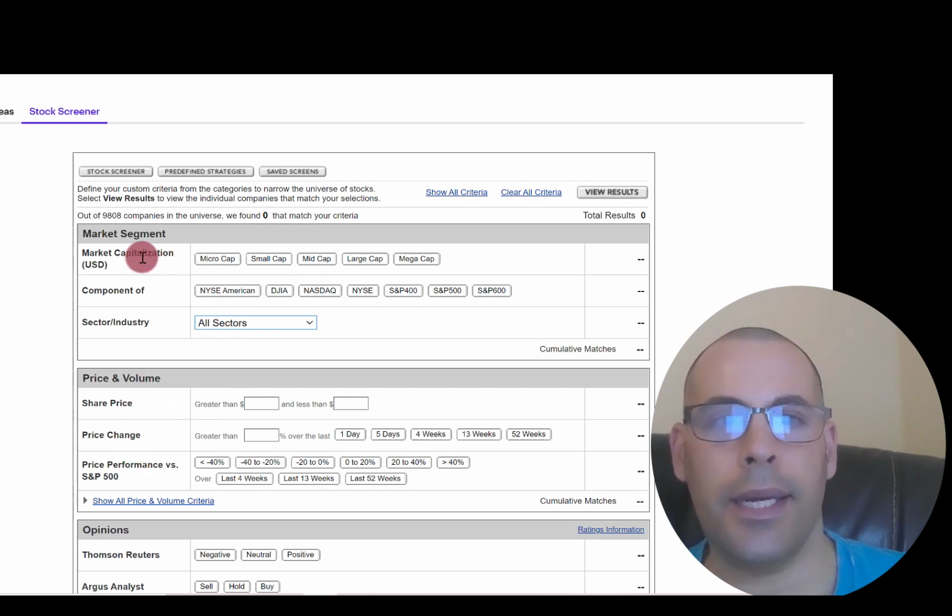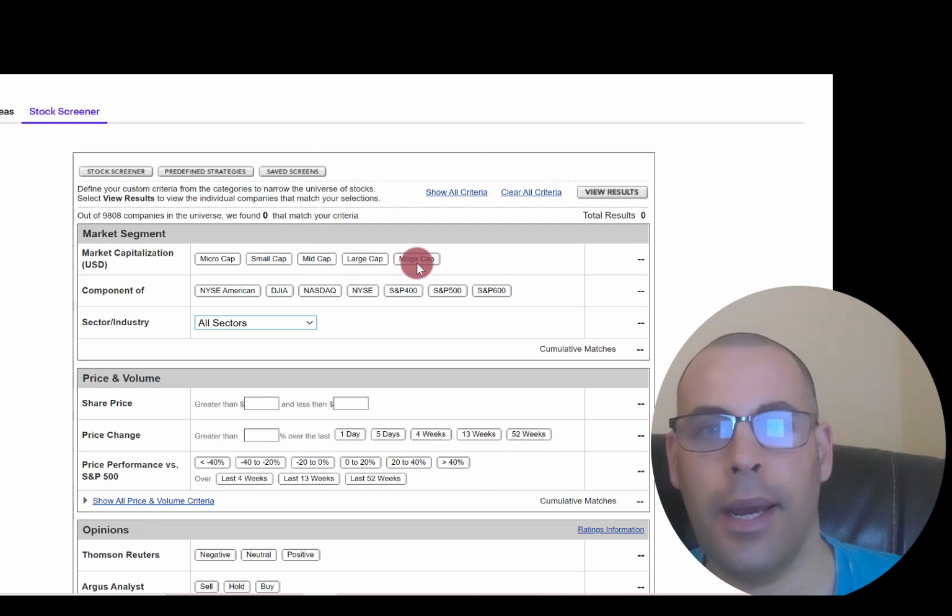So the first thing is the capitalization. That's the value of the company. And they have micro cap, which is under 300 million market cap. The market cap is stock price times shares outstanding. Small cap is between 300 million and 2 billion market cap. Mid cap is between 2 and 10 billion. Large cap is between 10 and 200 billion. And mega cap is over 200 billion.